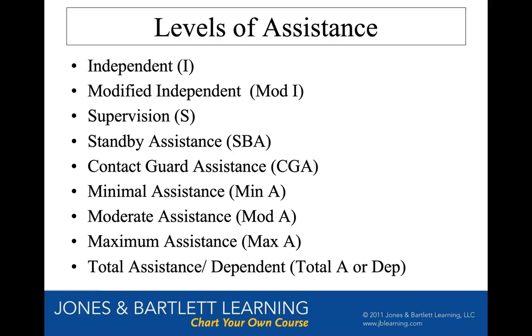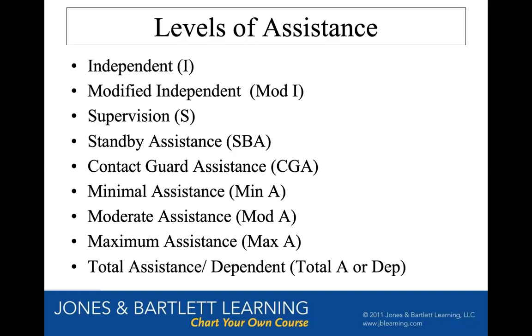Standby assist really means the same thing as supervision. Contact guard assist really means the same thing as min assist. And I'll just define contact guard assist first. If you have to have a hand on the patient for it, if you just have to lay a finger on them for balance, if you're working on balance or gait training and you just cannot take your hand off of them yet because they will go, or you just don't trust them yet, that's contact guard assist.